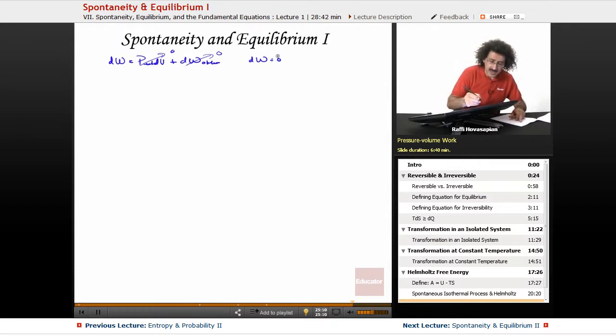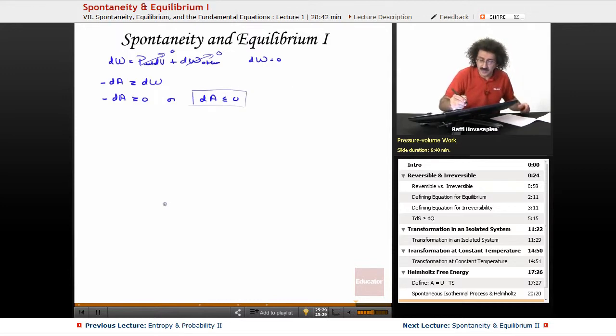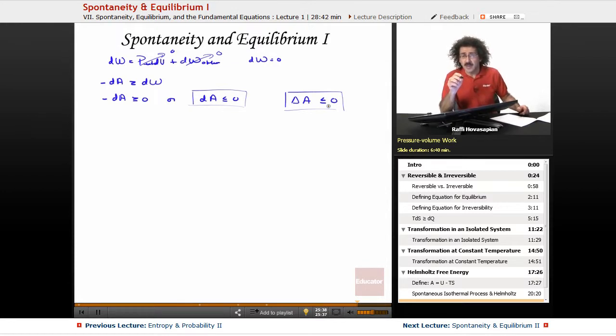And here's what you end up getting. You end up with minus dA greater than or equal to dW. That's our basic condition. Well, if dW is 0, we get minus dA is greater than or equal to 0, or if you want, dA is less than or equal to 0. Or the integrated version, delta A less than or equal to 0. So this is normally what you're going to see in your book. Under conditions of constant temperature and volume, the change in Helmholtz energy for a spontaneous process is going to be less than 0. This should start to look familiar.